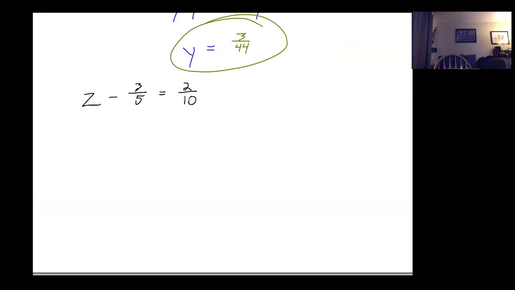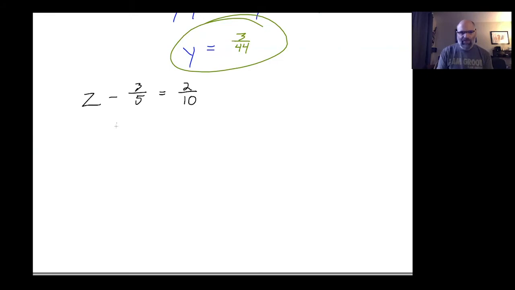I got it. Already? What is it? That's what I got. Holler it out. 6/10. No. 3/5. 8/10. All right, I think I got 8/10 too. So how do you get rid of 3/5?